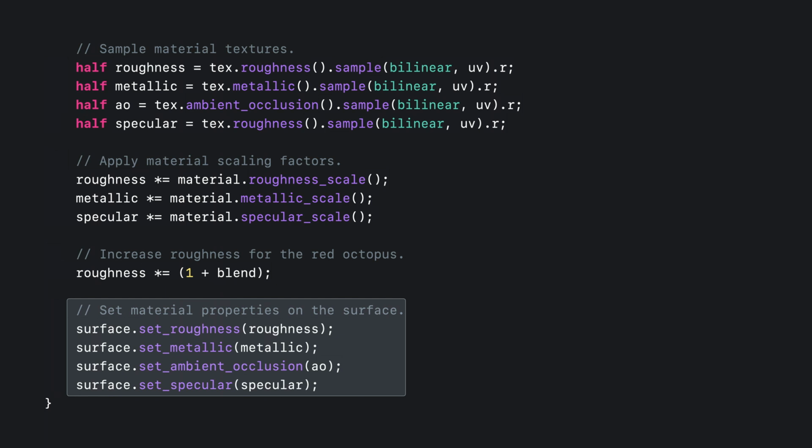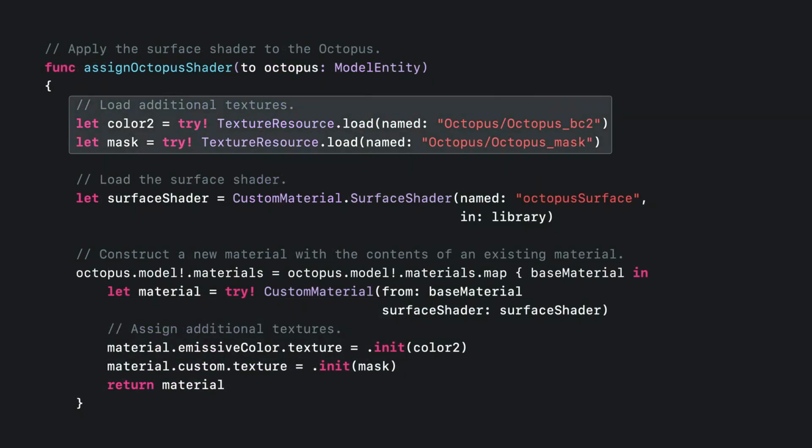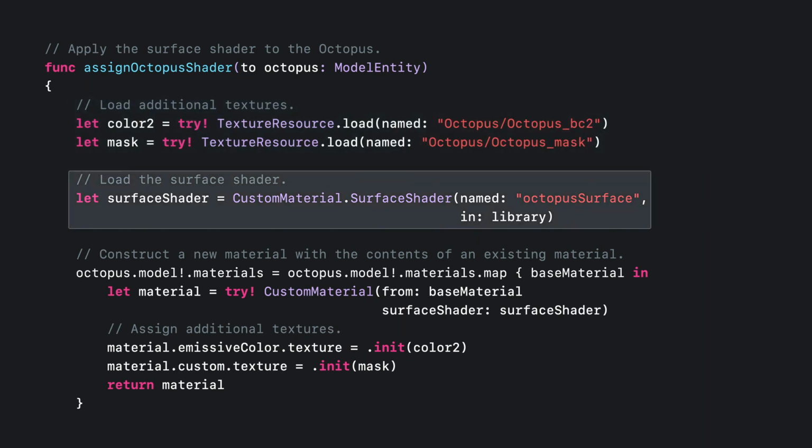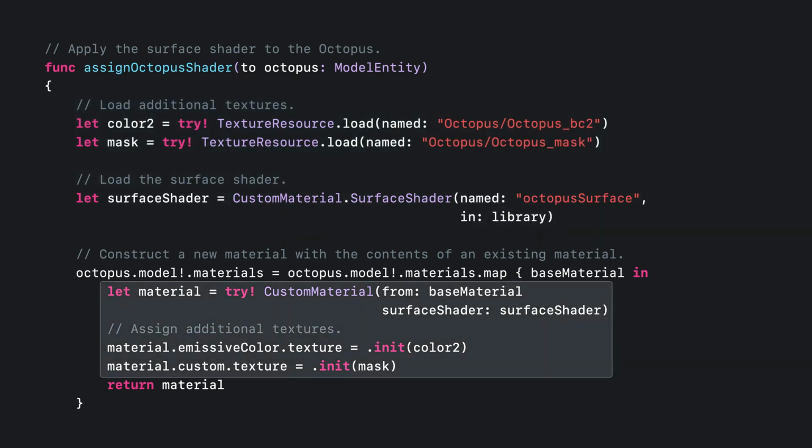Similar to before, we need to apply the shader to our model. We assign this material to our model in our ARView subclass. First, we load our 2 additional textures. Then, load our surface shader. Like before, we're constructing new materials from the object's base material, this time with the surface shader and our 2 additional textures. And we're done.